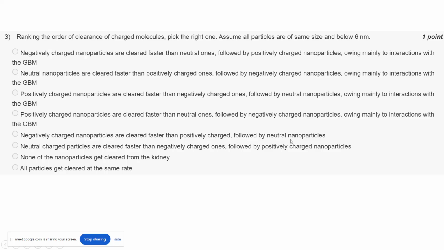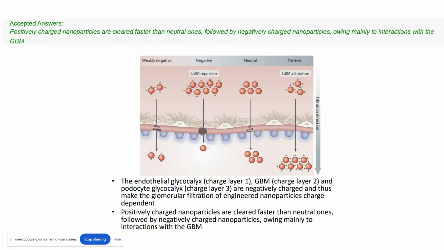Okay, so the correct answer would be positively charged nanoparticles are cleared faster than neutral ones, followed by negatively charged nanoparticles, owing mainly to interactions with the basement membrane. Glomerular basement membrane.